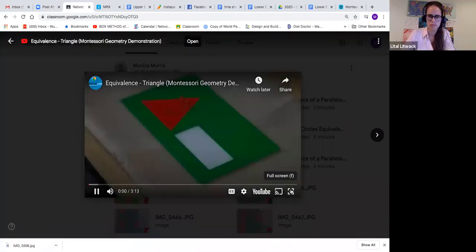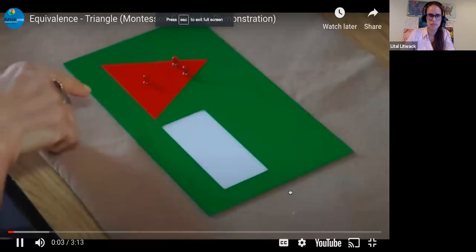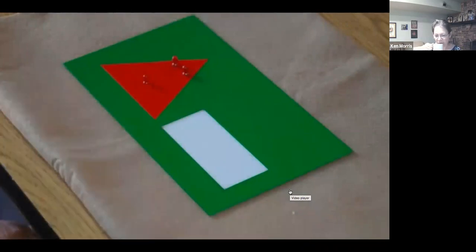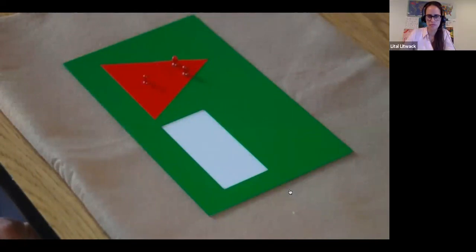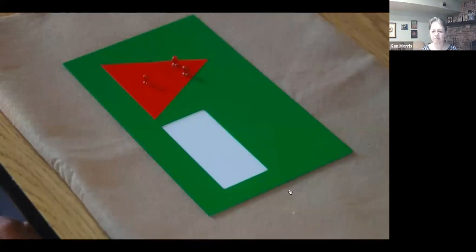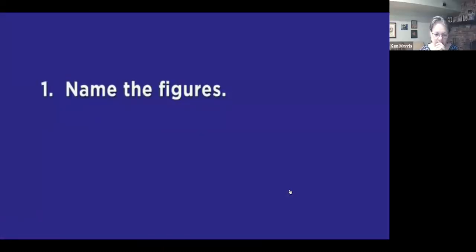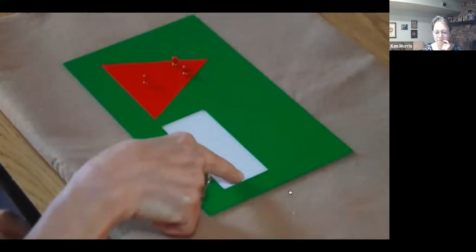Okay. This presentation is showing the equivalence between a triangle and a rectangle, and it's the first in the series of presentations using the metal insets of equivalence. For this series of presentations, we'll be going through 4 steps, repeating each of the steps as we go through the process, verifying the equivalence between these figures. Step 1 is to name the figures. This is a triangle, this is a rectangle.